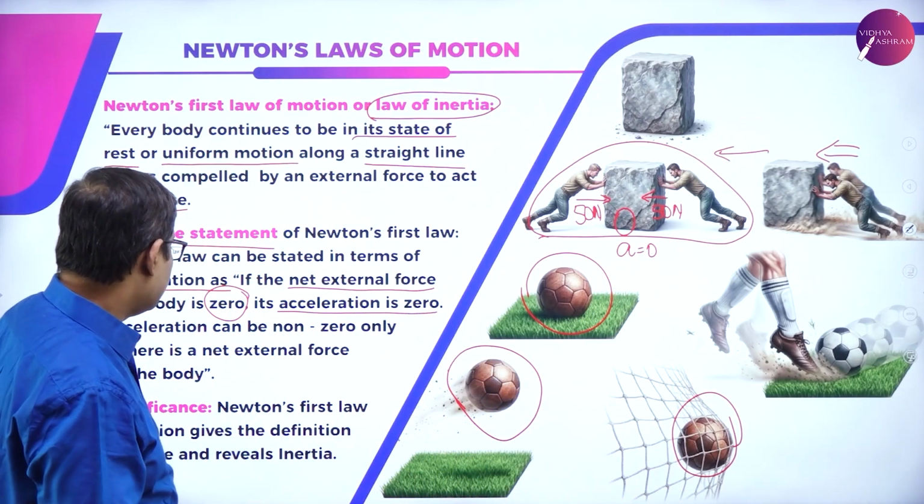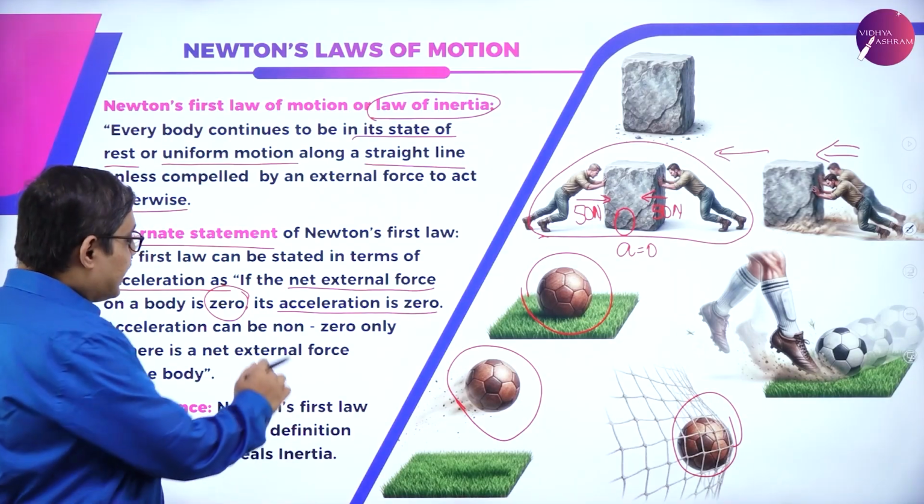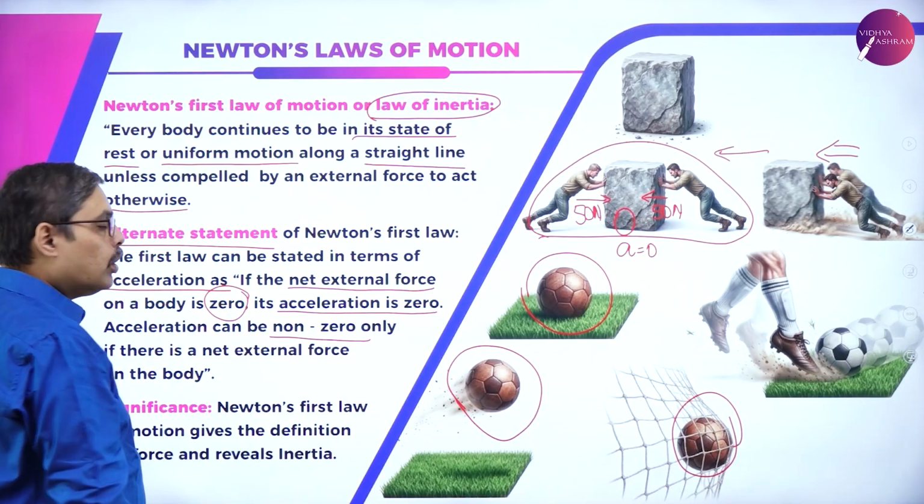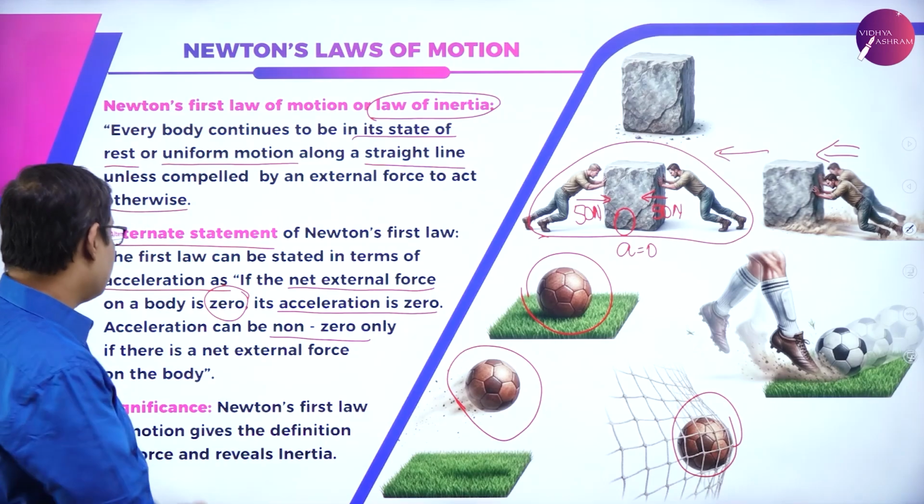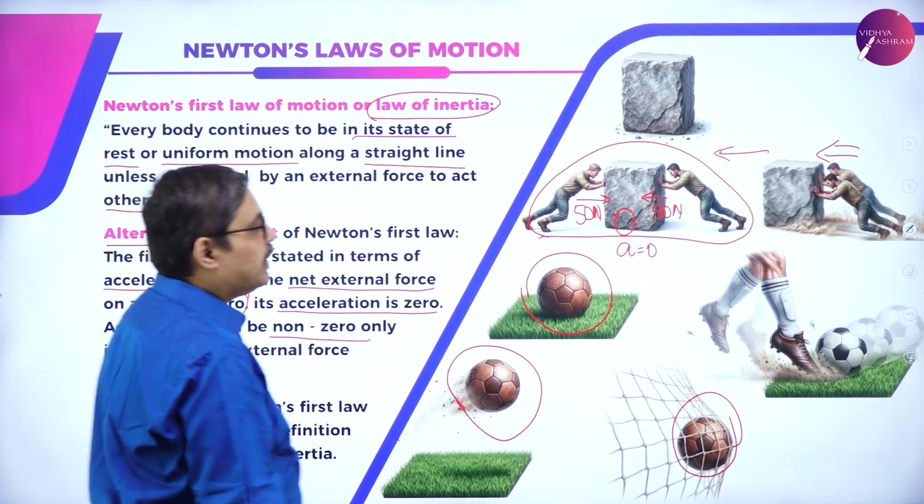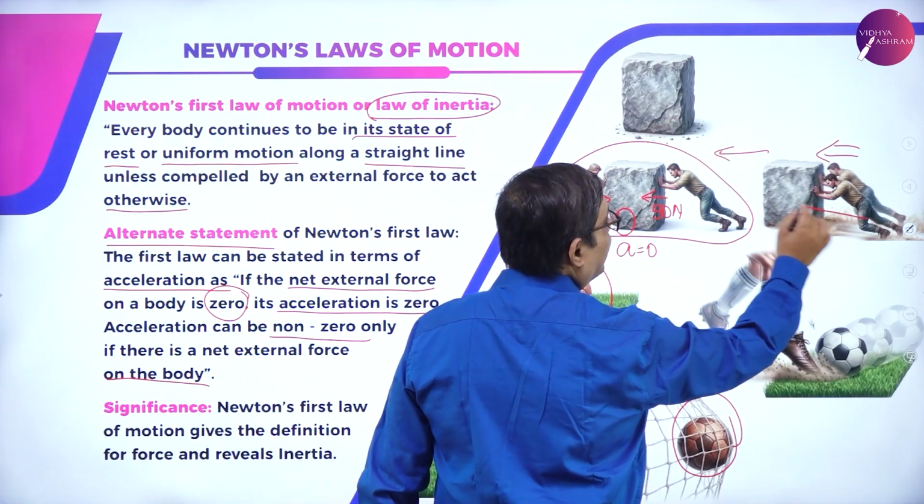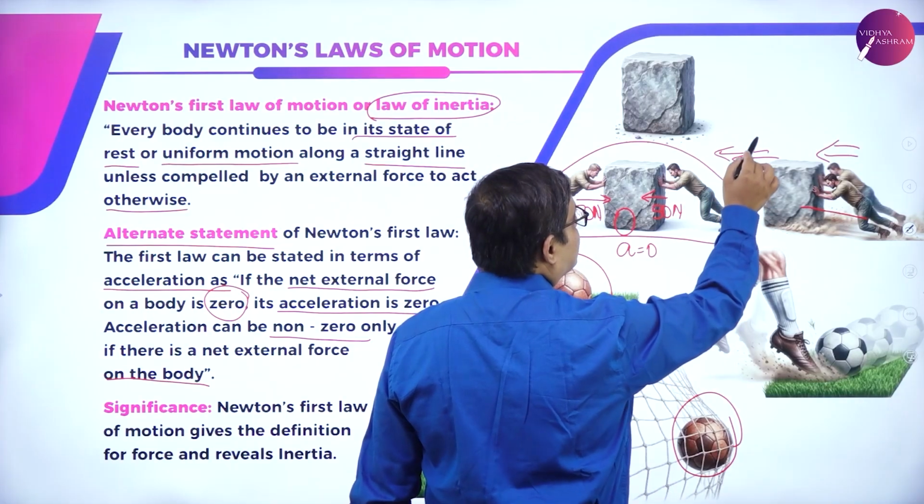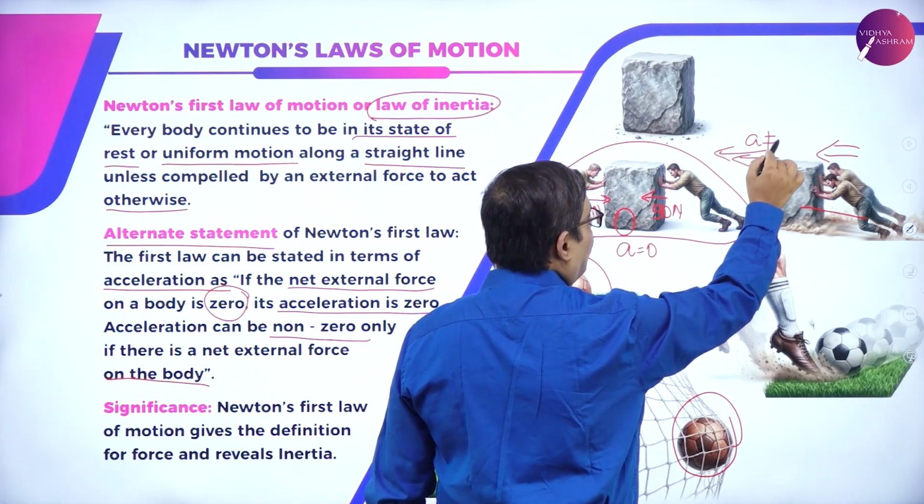Or in other words, acceleration can be non-zero only if there is some net external force on the body. If there is some net external force on the body, then this stone will travel with some acceleration which is not 0.